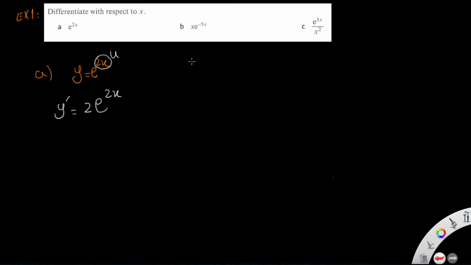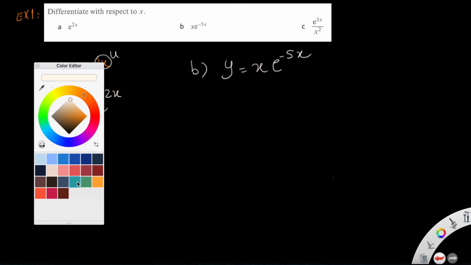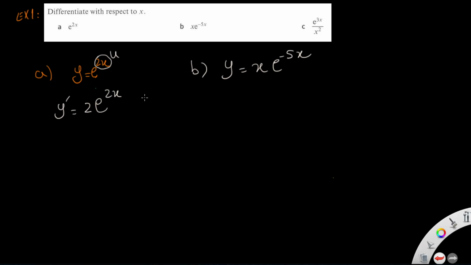For part B, x e to the power of negative 5x. Here you should use the product rule because you have a product of two functions. So y is equal to x e to the power of negative 5x. As the product rule should be implemented, I write the product rule here. If you remember, u prime v plus v prime u.